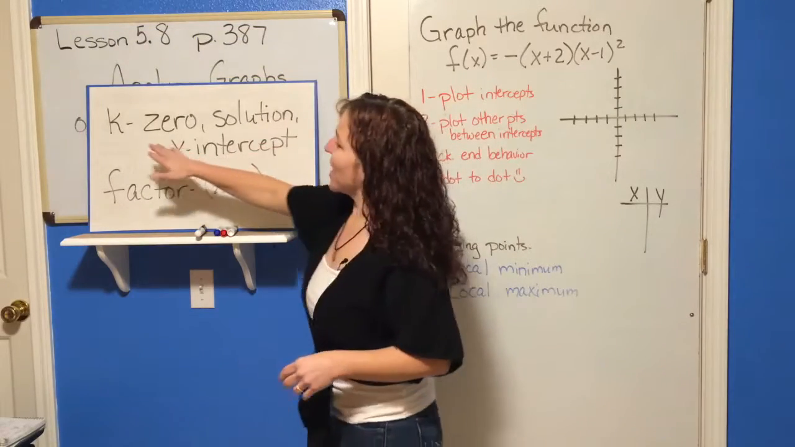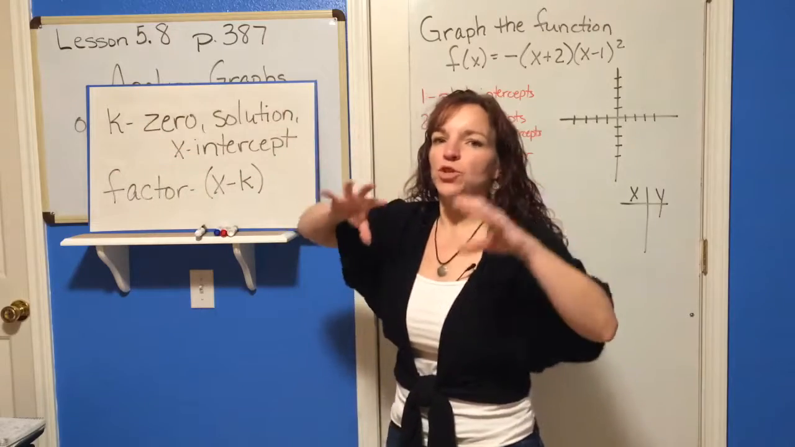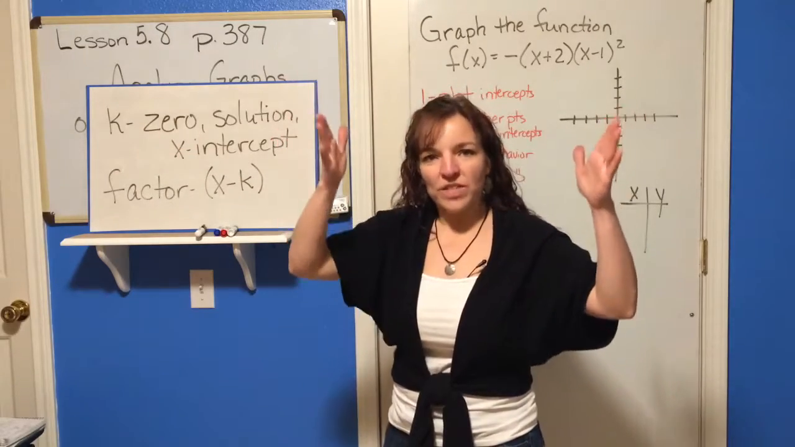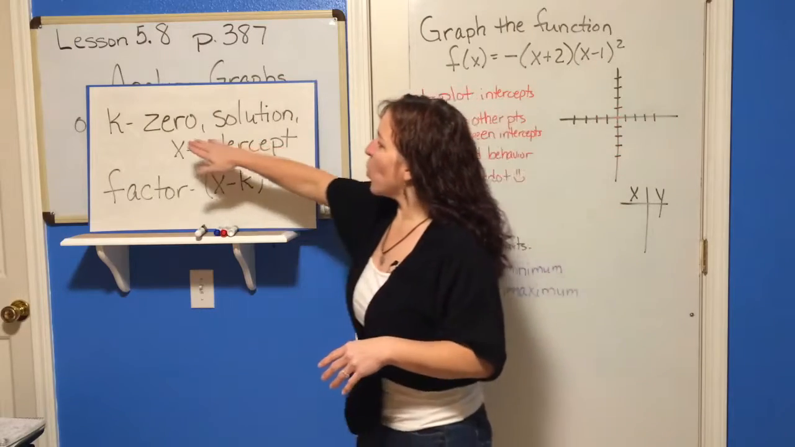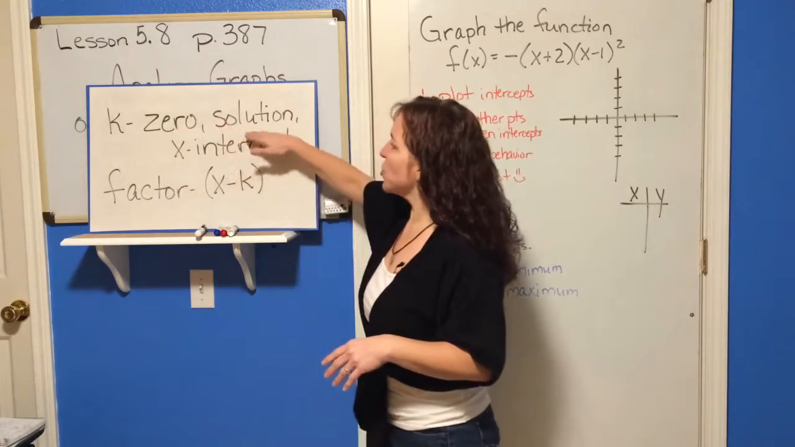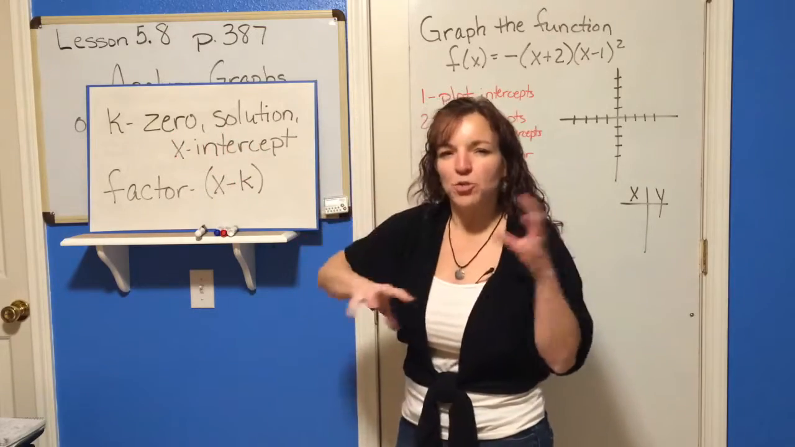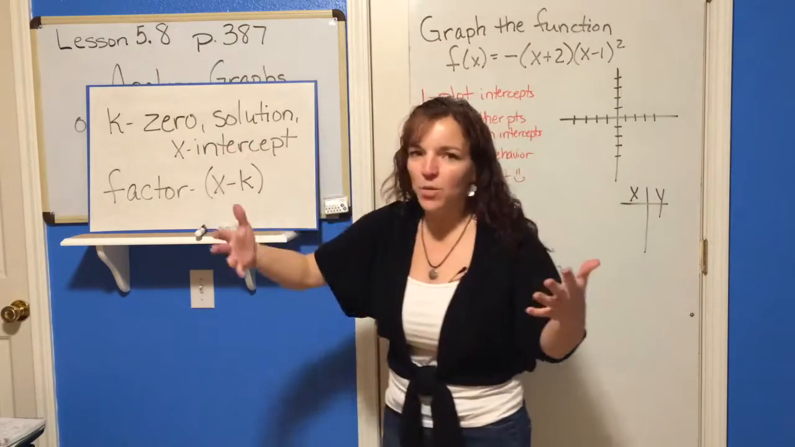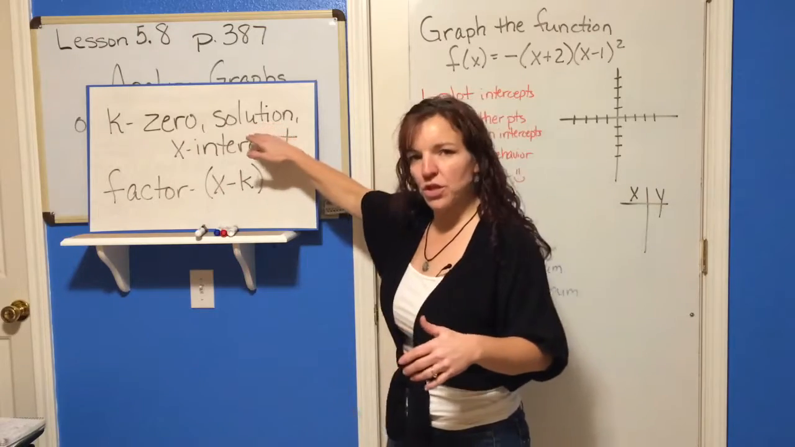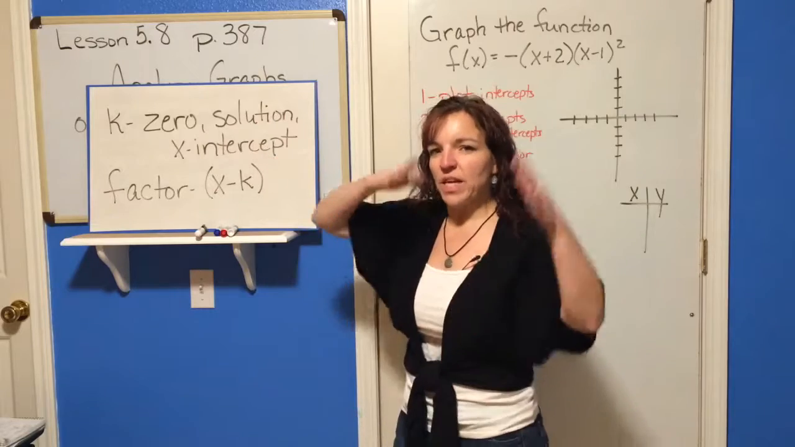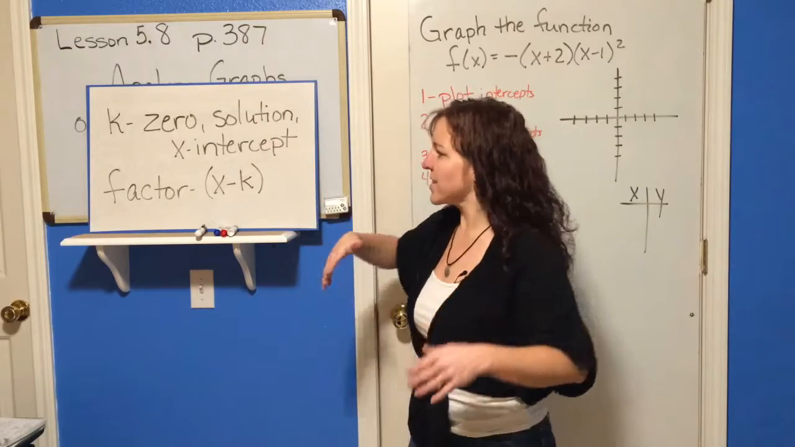The k that we refer to is where your graph is going to cross the x-axis. We call that a zero or a solution or an x-intercept. These three terms really are interchangeable. So if I say something about the zero, I'm also meaning a solution. If I say something about a solution, I'm also meaning it's an x-intercept. It's where that graph crosses the x-axis.